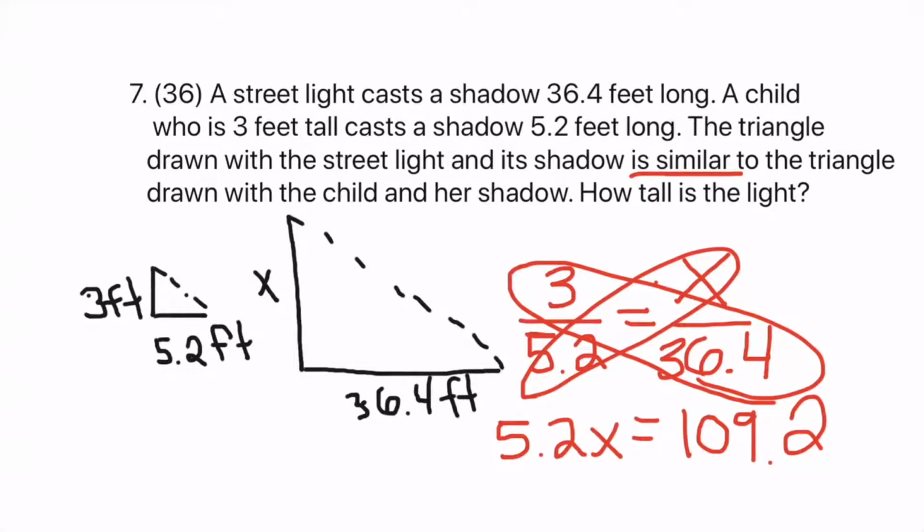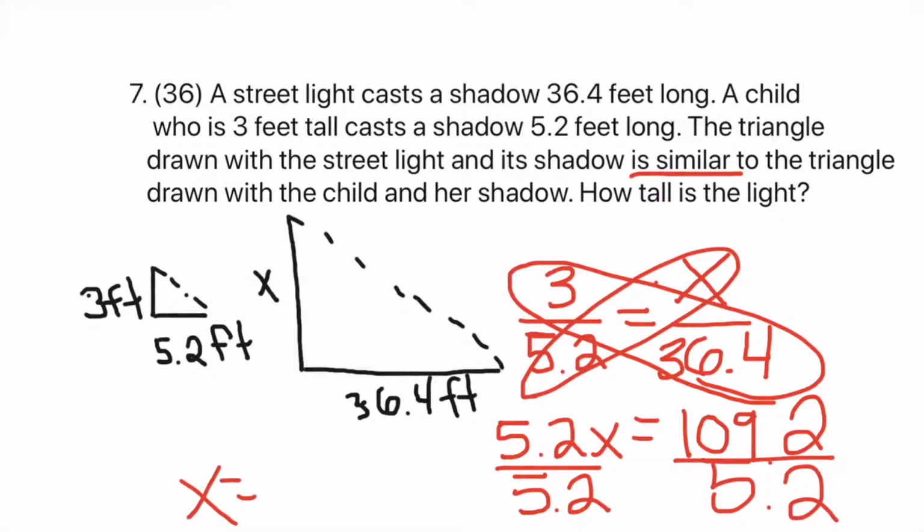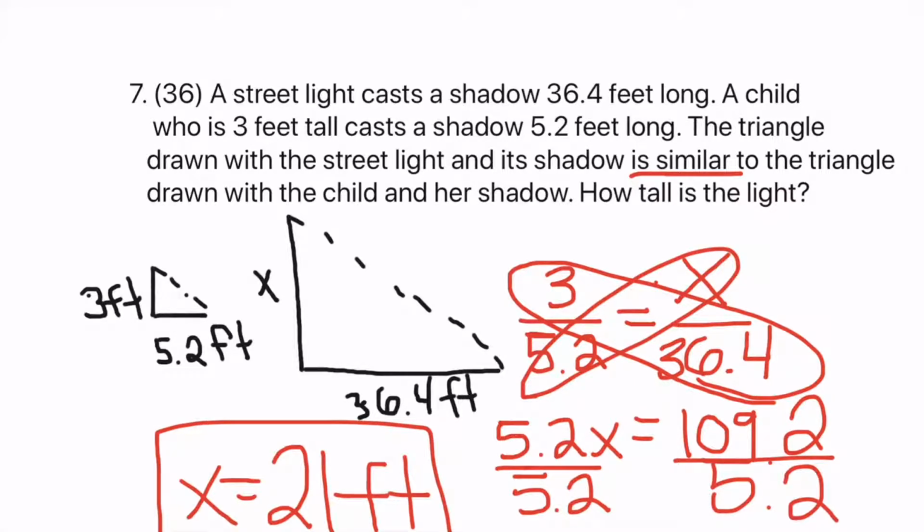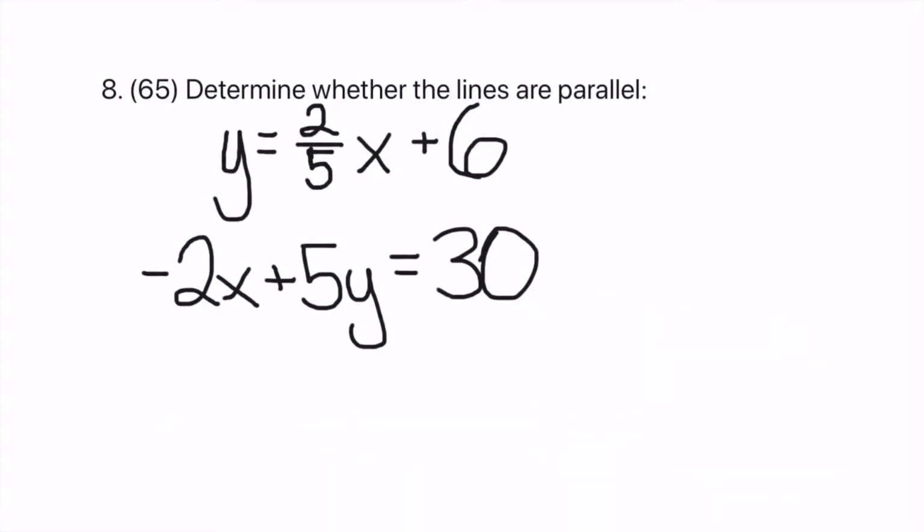And now, just like any other problem, when you get x by itself, we're going to divide both sides by this 5.2. And we should get x equals 21. And we have to remember our units, that was feet. So the street light is 21 feet tall. Number 8 from lesson 65 says determine whether the lines are parallel.